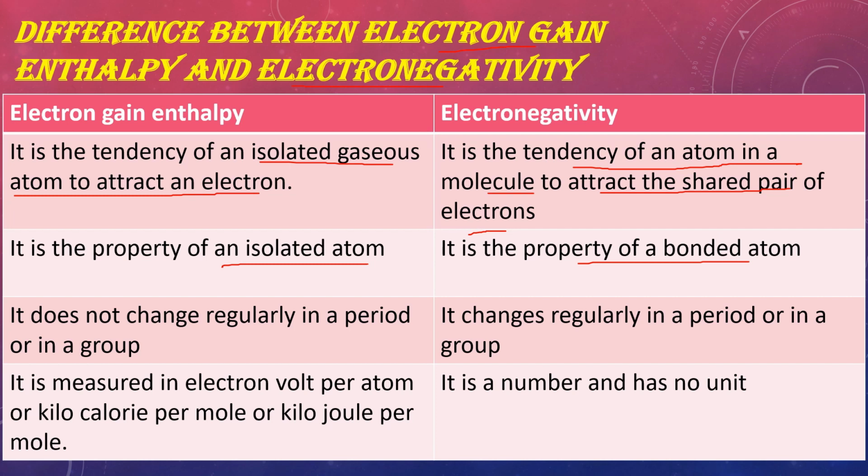The third difference is that electron gain enthalpy does not change regularly in a period. There are exceptions when it comes to stable configurations, but electronegativity changes regularly in a period. On moving left to right, it increases. On moving down the group, it decreases. Now electron gain enthalpy is measured in electron volt per atom or kilocalorie per mole or kilojoule per mole, meaning it has specific units, but electronegativity is just a number and it has no unit.